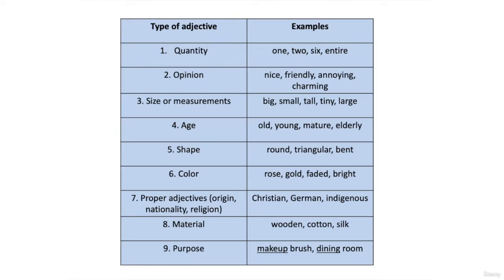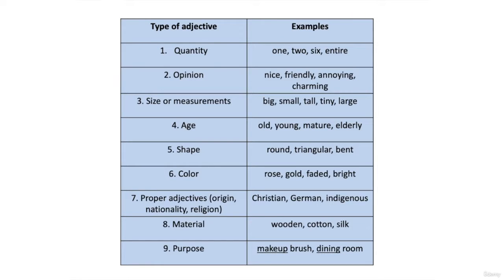Next, opinion. Nice, friendly, annoying, charming. These adjectives indicate how we feel about something or someone. Size or measurement. Big, small, tall, tiny, large. Then, by age. Old, young, mature, elderly. Next, by shape. Round, triangular, bent.